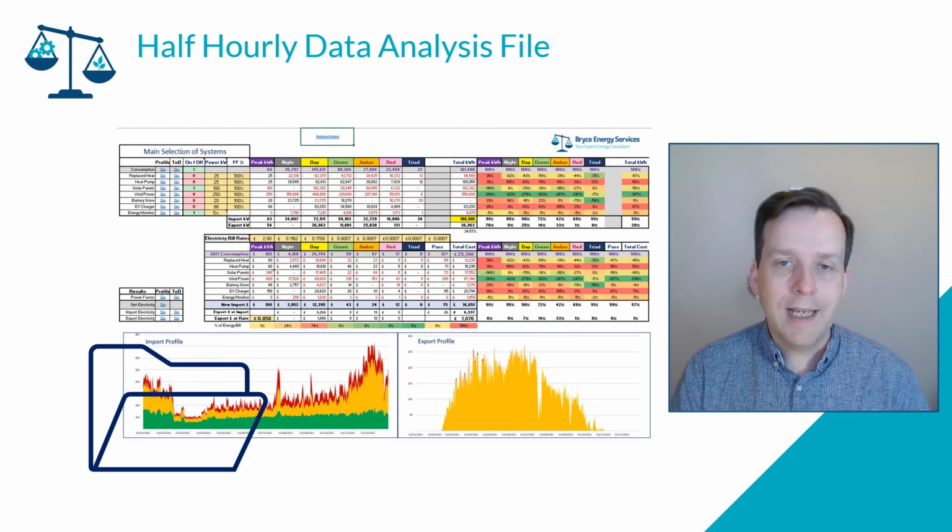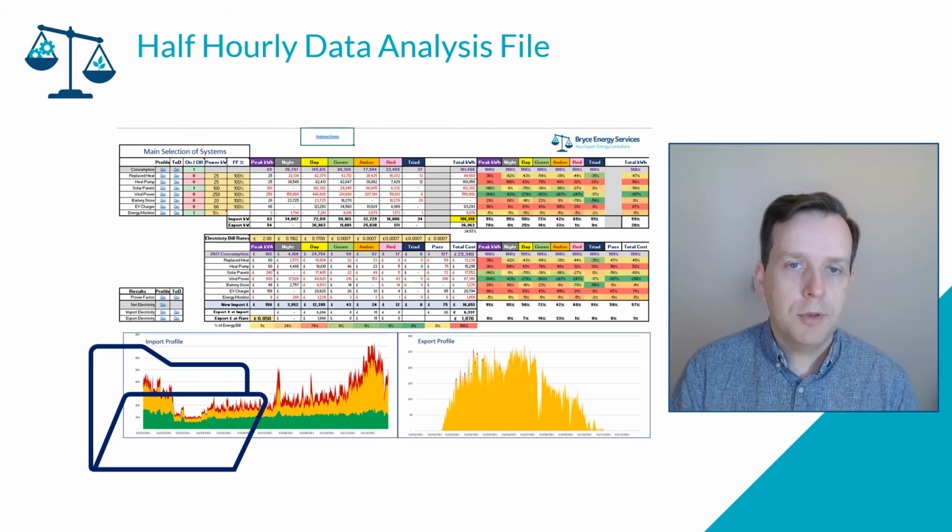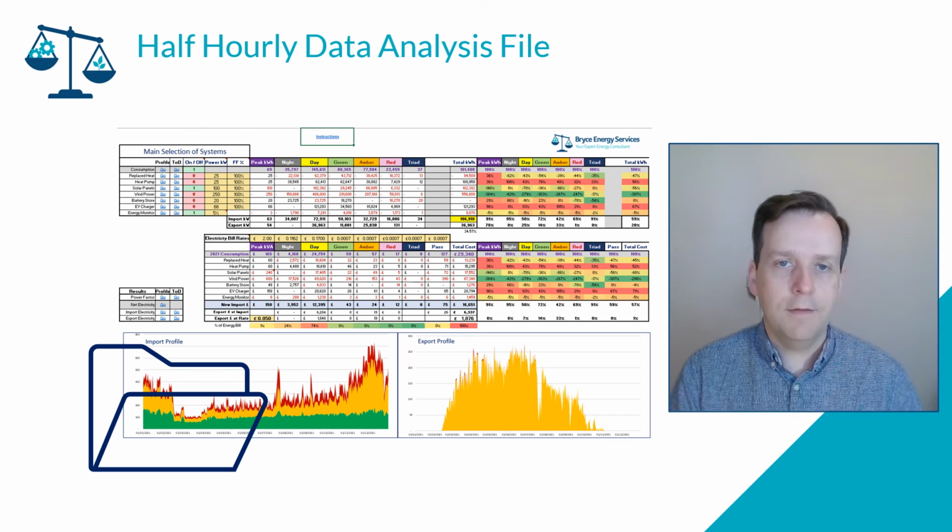So again, I'm going to pause the PowerPoint here and go into my half-hourly data analysis file to show you how these graphs are produced from the half-hourly data. And this is a commercial sheet I use with my clients, and if you would like your half-hourly data analyzed, drop me a line and see what we can do. But let me pause this and open up that Excel file.